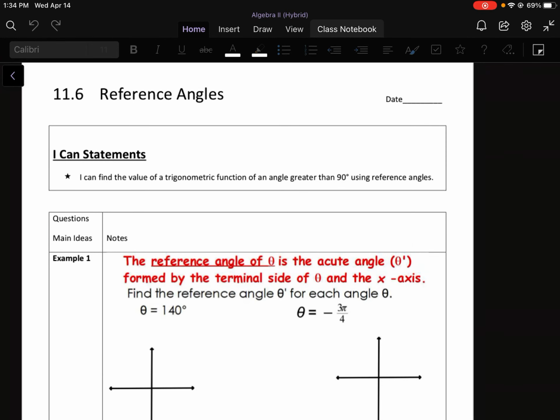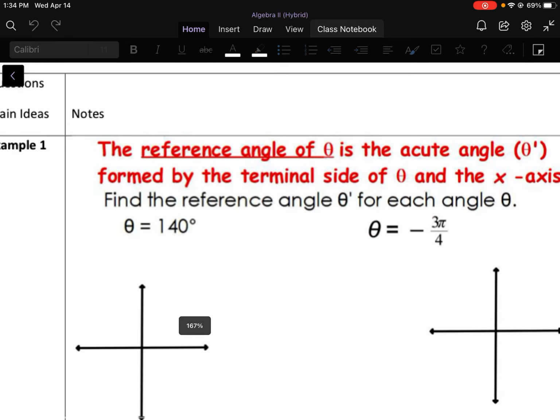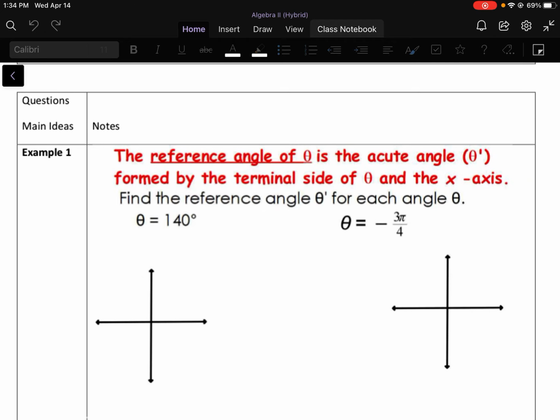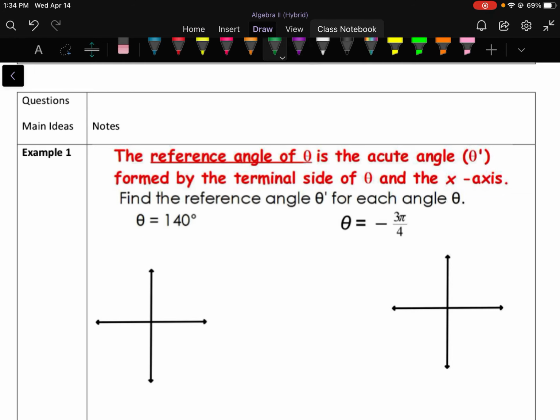Section 11.6, reference angles. Our goal for today is to be able to find values of a trigonometric function of an angle that is greater than 90, but we're going to use a reference angle. The reference angle of theta is an acute angle formed by the terminal side of theta and the x-axis. What you really need to know is that the reference angle is an angle measure between 0 and 90.